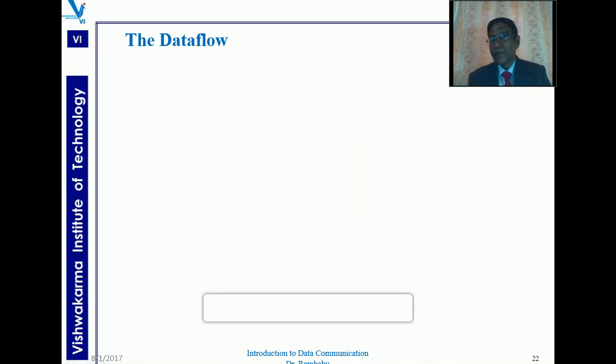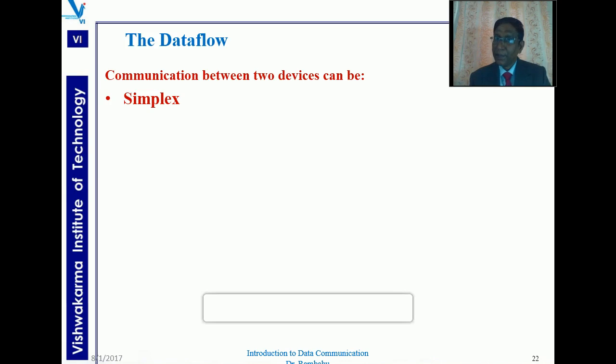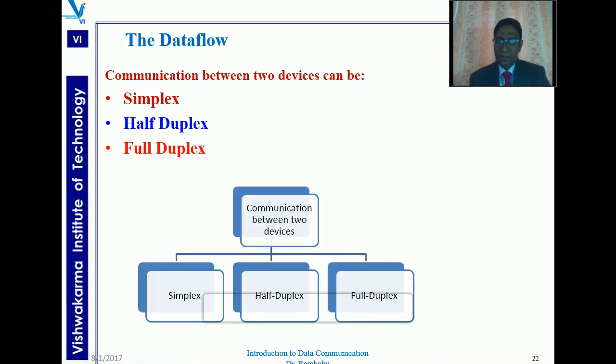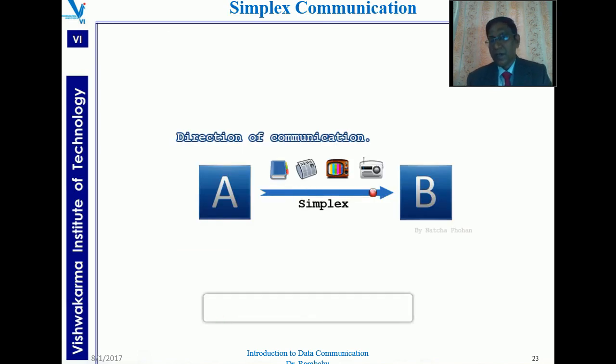An important aspect in data communication is the data flow, how the data flows. The communication between two devices can be simplex, half-duplex or full-duplex. In simplex communication, the data flow is in only one direction. Say here A is the transmitter, the sender, and B is the receiver. The data always flows in only one direction, from A to B.